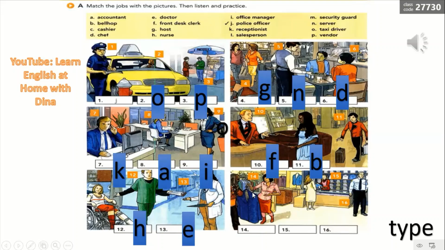And we have here number 14. She is the salesperson, موظف المبيعات. Number 15 is the cashier. You have to go to the cashier to pay for what you've bought. And then we have number 15, which is of course the security guard, اللي هو موظف الأمن.